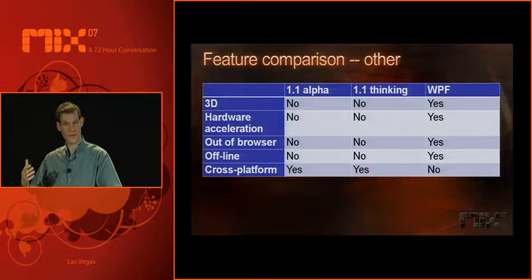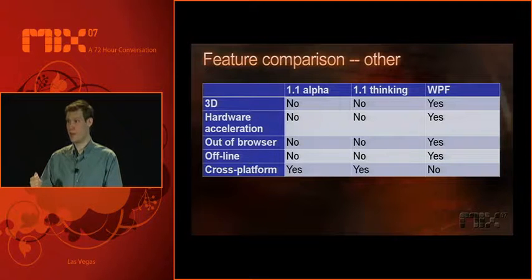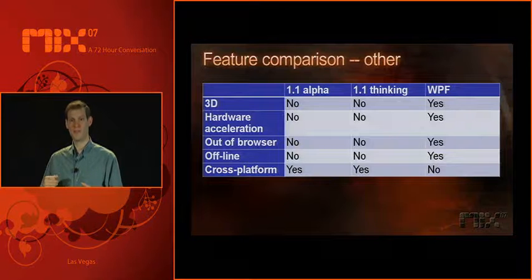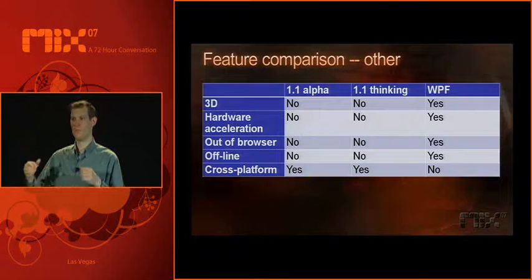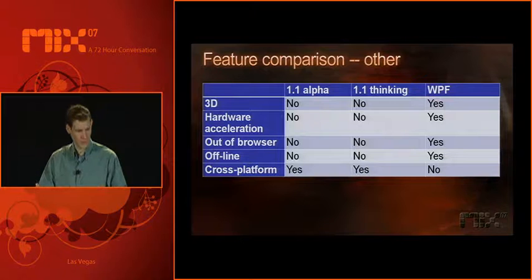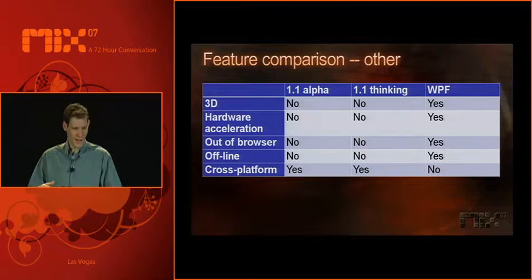There are a couple other features available in the full desktop that don't really make sense on the web. 3D and hardware acceleration really go together. You really need to take advantage of the hardware to show true three-dimensional images. You can do pre-computed 3D and various pseudo 3D, but the full general 3D requires hardware acceleration to get a great experience. Out of browser: it's hard to have an out-of-browser offline web experience. They don't really go together. And cross-platform, of course, that's why we're doing this.